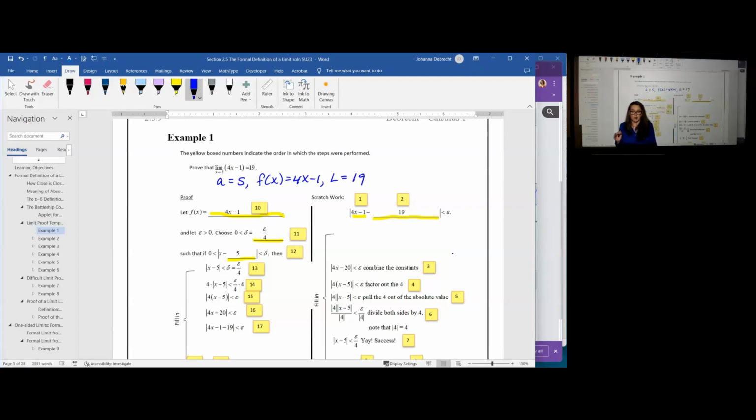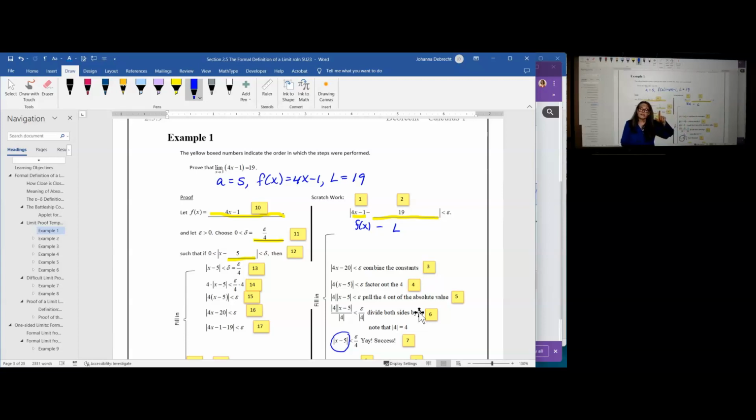Now we're going to start on the scratch work side. This is going to be f of x minus L. So I write 4x minus 1 minus 19. My goal when I'm done is to have down here at the bottom absolute value of x minus 5 less than something. That's my goal. So I'm going to do whatever I can think of to try to get x minus 5 inside this absolute value. Well, the first thing I'm going to do is combine the -1 and -19 to get 4x minus 20.